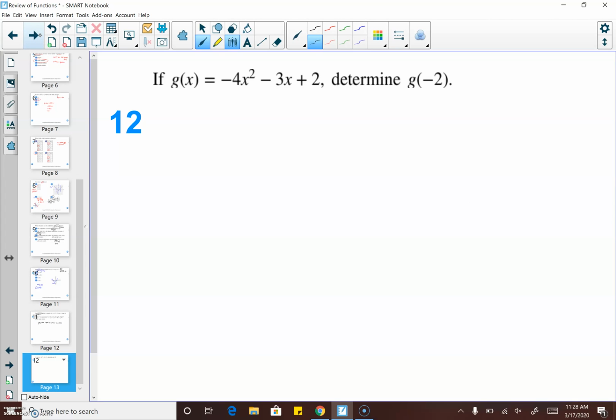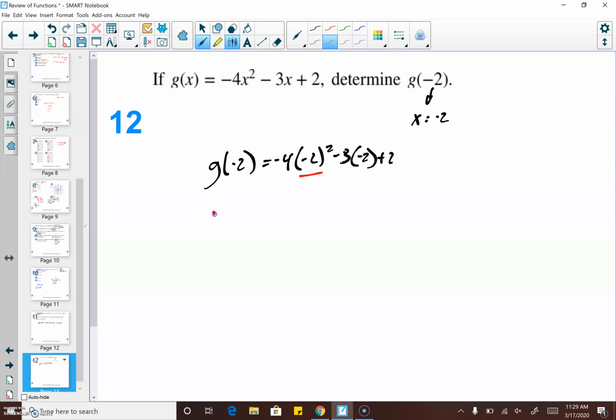And then for the last one, if g of x equals -4x squared minus 3x plus 2, determine g of -2. So again, this is really all about our ability to plug in and follow order of operations. So -4 times -2 squared minus 3 times -2 plus 2. Order of operations tells us we have to do our exponent first. -2 squared is a positive 4, so we have -4 times 4 minus 3 times -2 plus 2.